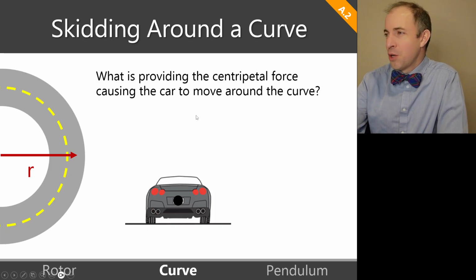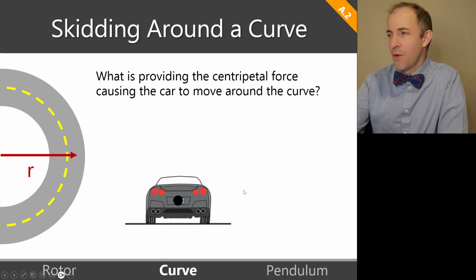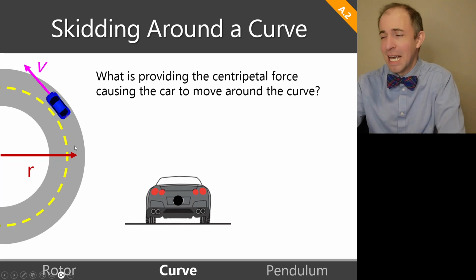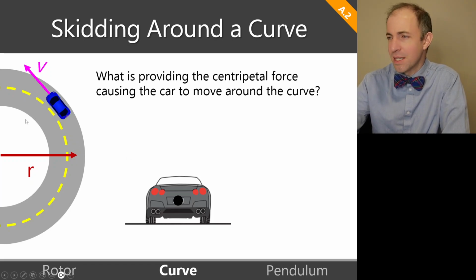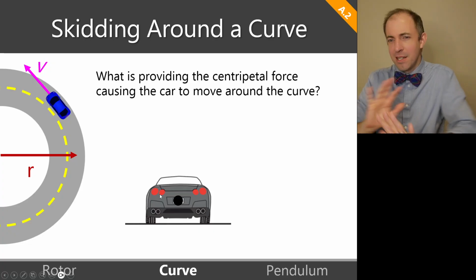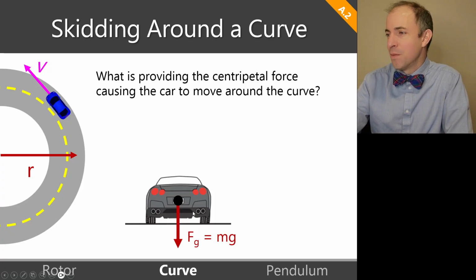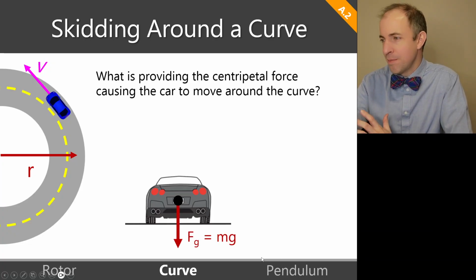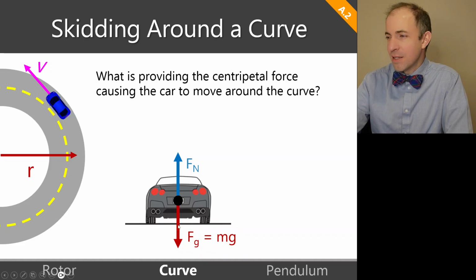What is providing the centripetal force causing the car to move around a curve? So here's our car coming around the curve. Let's talk about what forces are happening. There's a velocity that's certainly happening, but that's not necessarily a force. I think the easiest way to see this is to look at the car kind of from the perspective of right behind it. We know that there's a force of gravity going down, that's mass times gravity. We know that there's a surface here and a surface can push. So it's being supported by Fn.